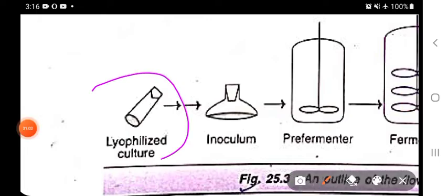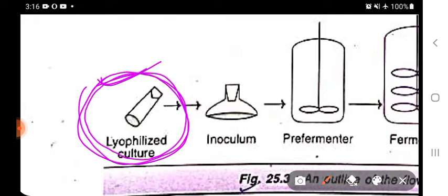So we use a lyophilized culture. Well, lyophilized culture is actually a little bit of water retention culture, where we apply a cold temperature to freeze them and to remove the water molecules. I will give you the definition of lyophilized culture in your WhatsApp group. So this lyophilized culture is actually used. Lyophilized culture is maintained to store the culture for long periods of time.